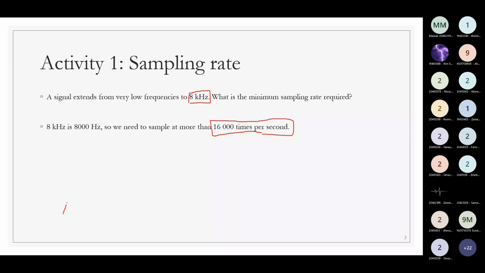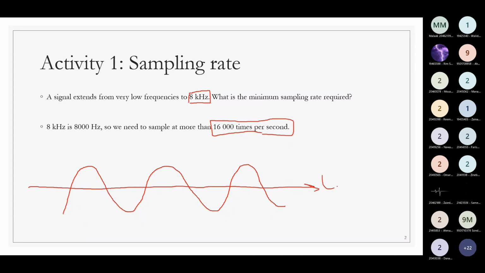So this is your signal, for example. This is the time, T, and this is the amplitude. Imagine that this is your signal. What is the period here? This is the period. The period is the time, in seconds, of one cycle.